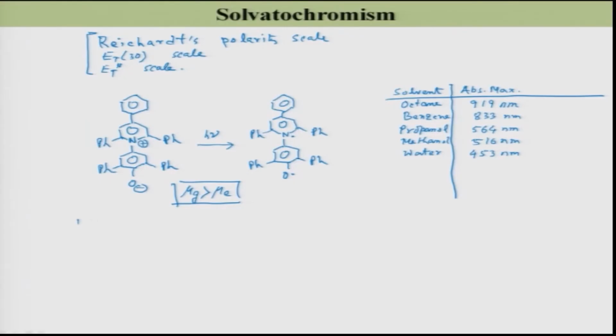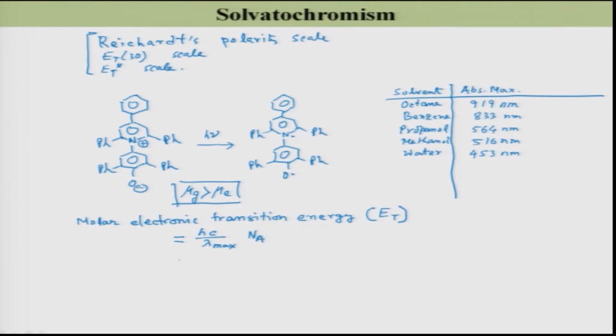So, the molar electronic transition energy, denoted as ET, of this particular dye we can calculate. The molar electronic transition energy is defined as how much energy is required for this electronic transition for 1 mole of the substance. That is nothing but hc divided by lambda max for a particular solvent into Avogadro number, isn't it?